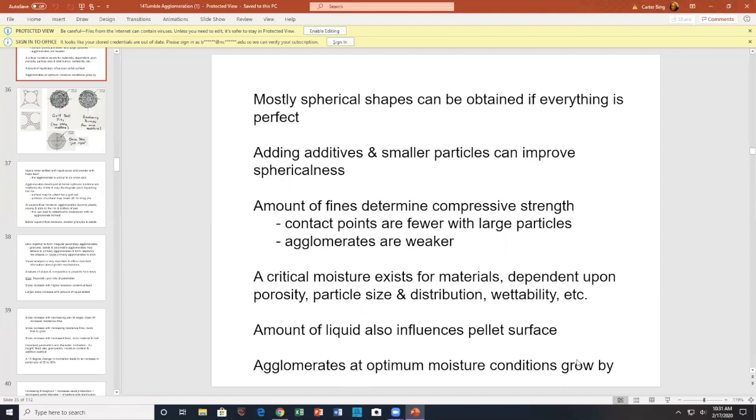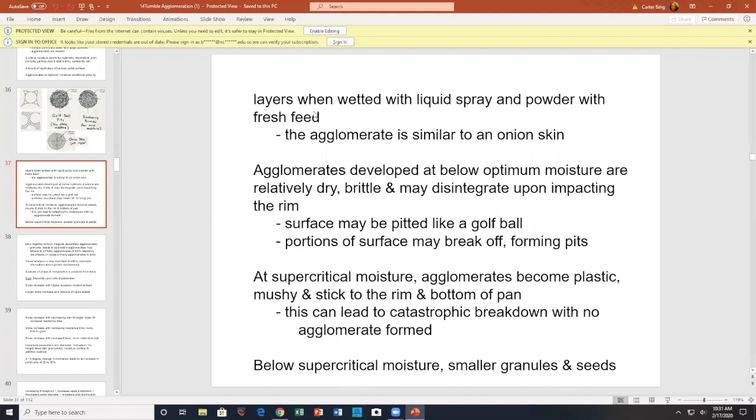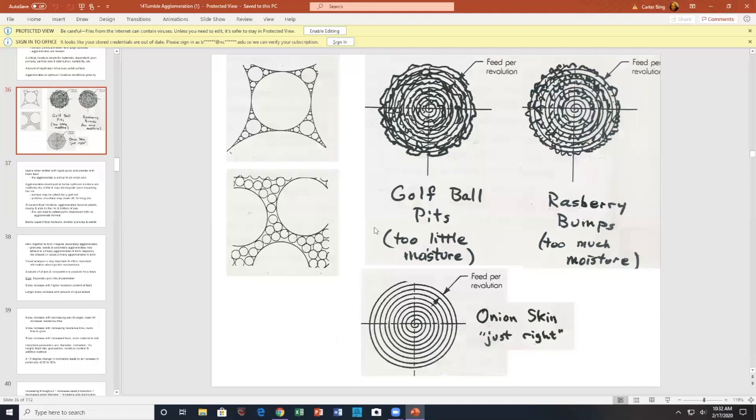Agglomerates at optimum moisture conditions grow by layering when wetted. Here's an example of that. Here's what you're looking for, the onion skin just right, and feed per revolution, basically. If I have too much moisture over here, then I form raspberry lumps on the surface. An example of that would be Boston baked bean candies, which have a moist, bumpy surface to them.